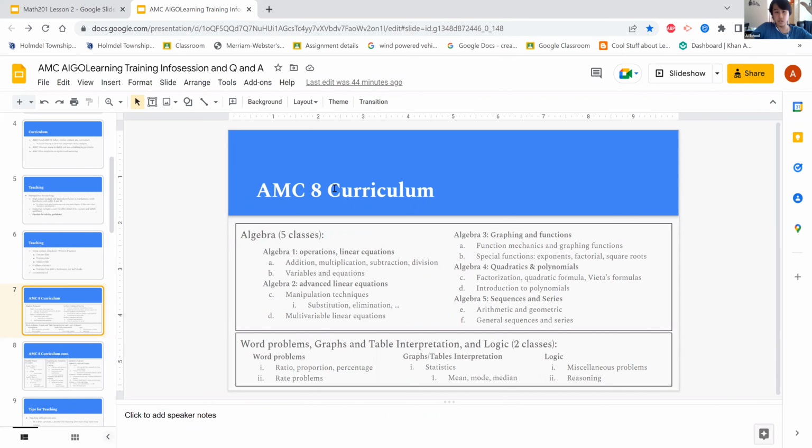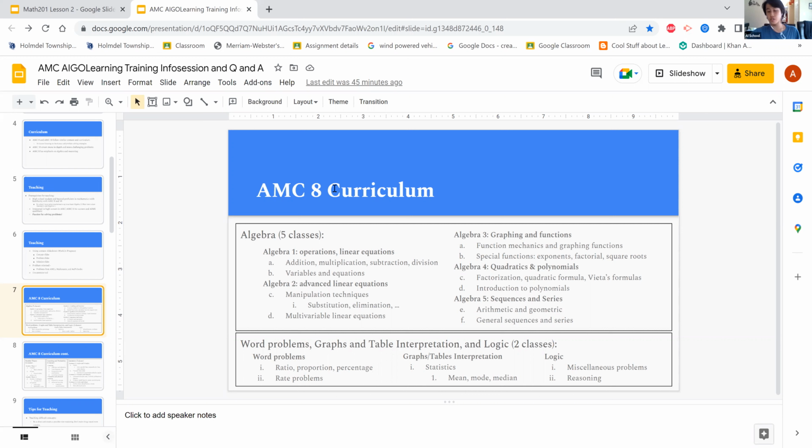So 5 classes. The first class will be focusing on operations and linear equations. This is basically to introduce and create a foundation for later more complex topics. So operations and linear equations. We have addition, multiplication, subtraction, division. This is obviously a very simple example, but the idea is basically some preliminaries, create that foundation, and then we'll hop into linear equations, so variables and equations.